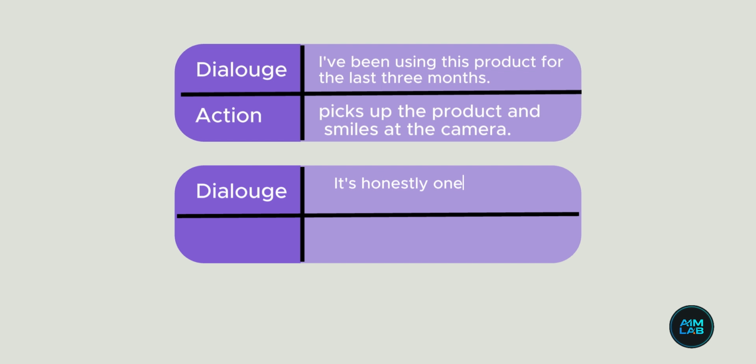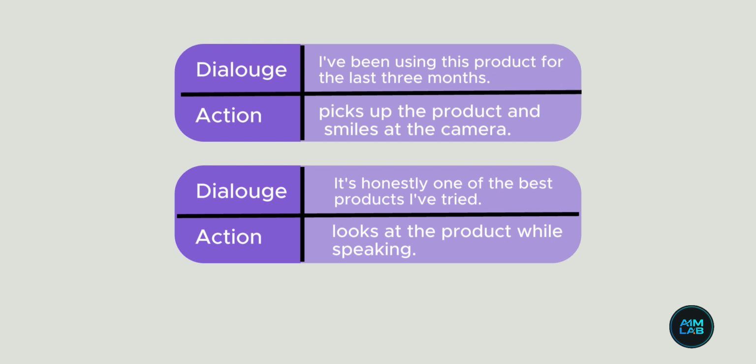Dialogue: "It's honestly one of the best products I've tried." Action: look at the product while speaking. This format helps the AI understand every moment. The final result looks much more natural. Once everything is ready, click Generate, then wait for the result. So here are my results.